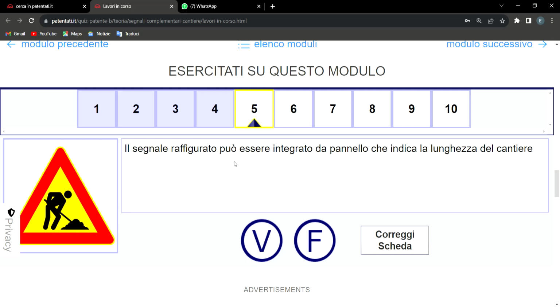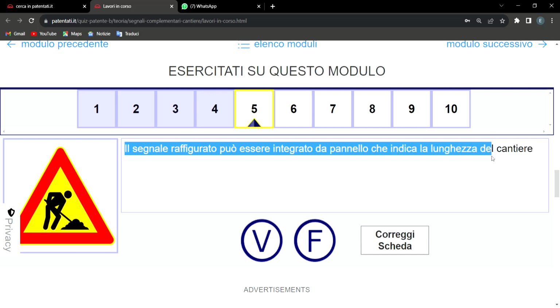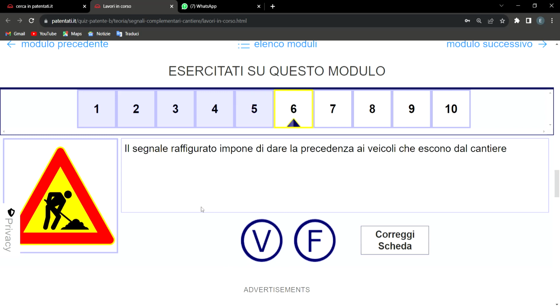Number 5. It says il segnale raffigurato può essere integrato da pannello che indica la lunghezza del cantiere. So in some cases, this very sign that is here, they may place something under it which indicates the distance of the work that is taking place on that road, the distance that is involved, the space that it occupies. So it is vero. Take note of it. Number 5 is vero.